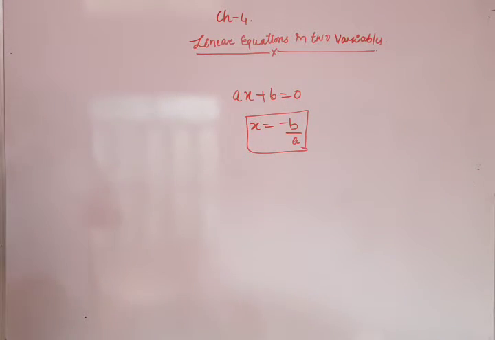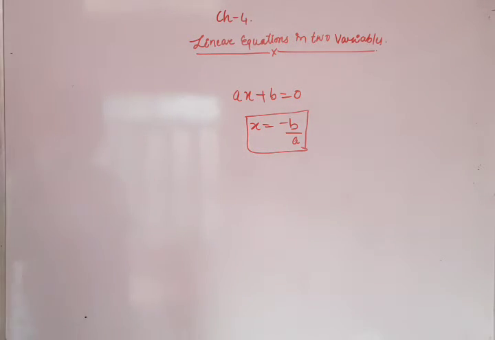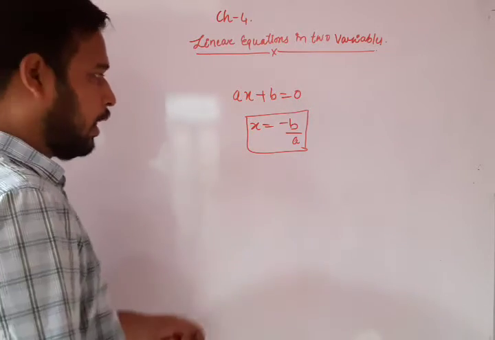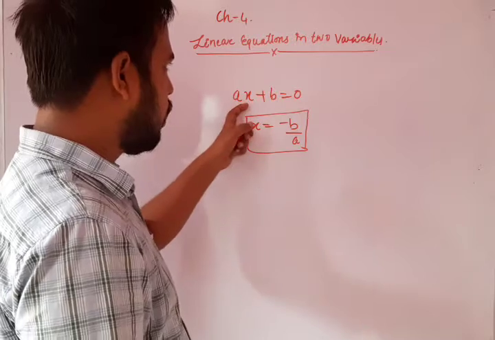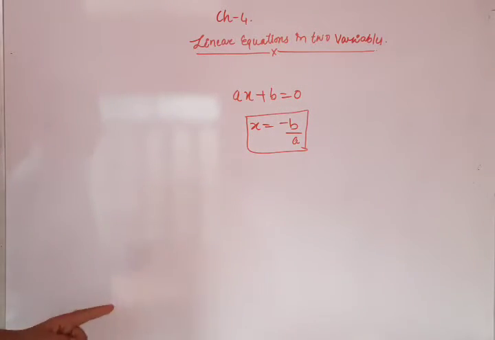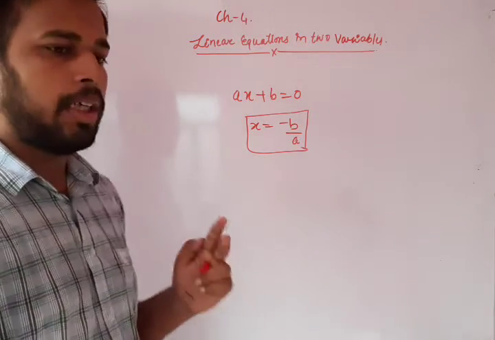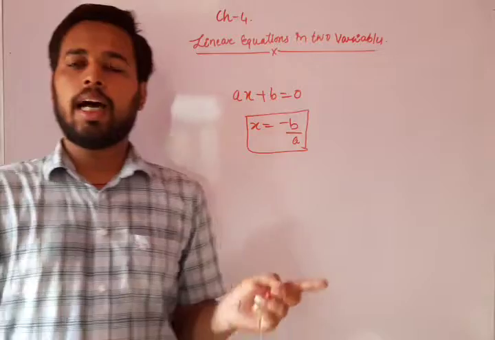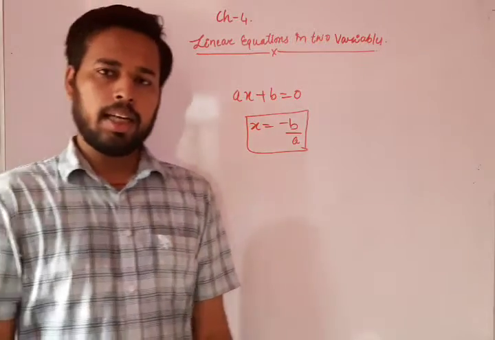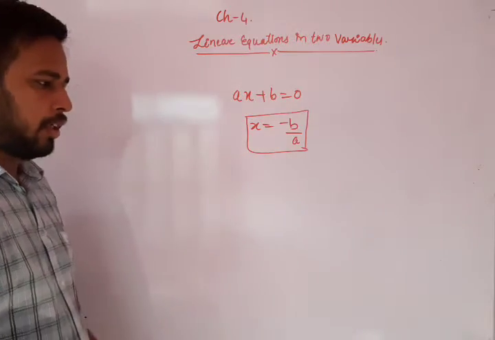Now coming to our topic, that is linear equation in two variables. What will be a linear equation in two variables? In the earlier case there is only one variable, so we change the value of only one variable, but now in the given equation we will have two variables. Either you take x, y or any alphabet, there will be two alphabets.